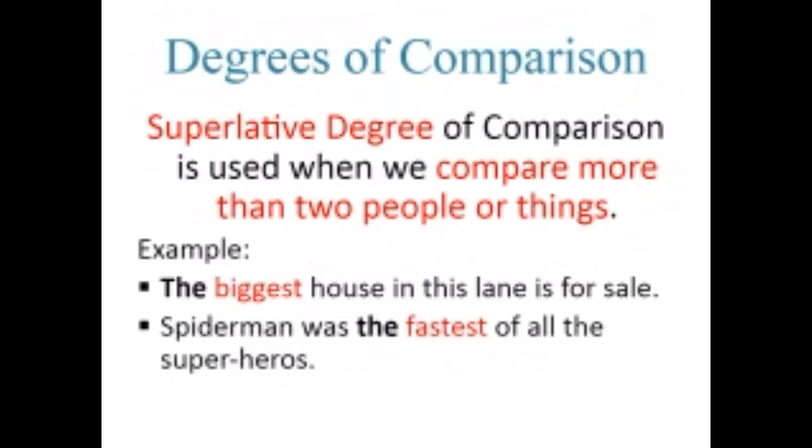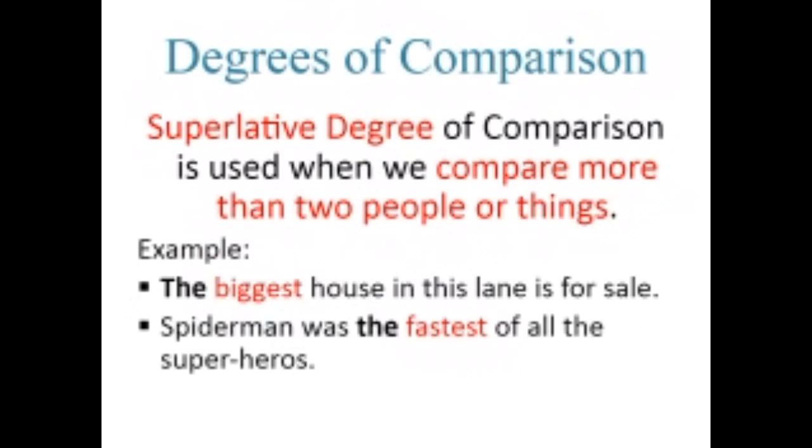Now, if we recall the first two, right? The first one was positive degree of comparison, wherein we did not make any comparison at all. We just described a particular thing or a person. The second one was comparative degree of comparison, wherein there were two things compared, for example, two houses. This house is bigger than my friend's house, right?